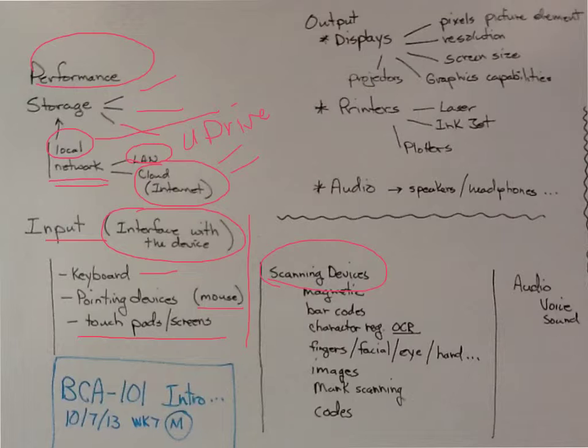Scanning to get information in, we can scan magnetic strips, we can scan barcodes. Both of those can give us some type of number that the computer then can use. We can use optical character recognition, where we try to read the characters and input that way. There's all kinds of security ways in which you can slide your finger across something. You could look at your facial image, your retinas, a handprint, and so forth.